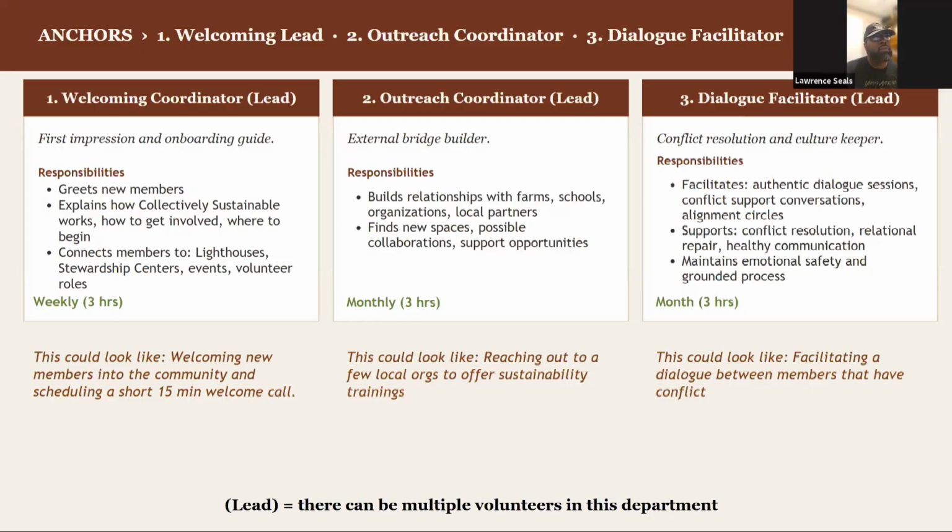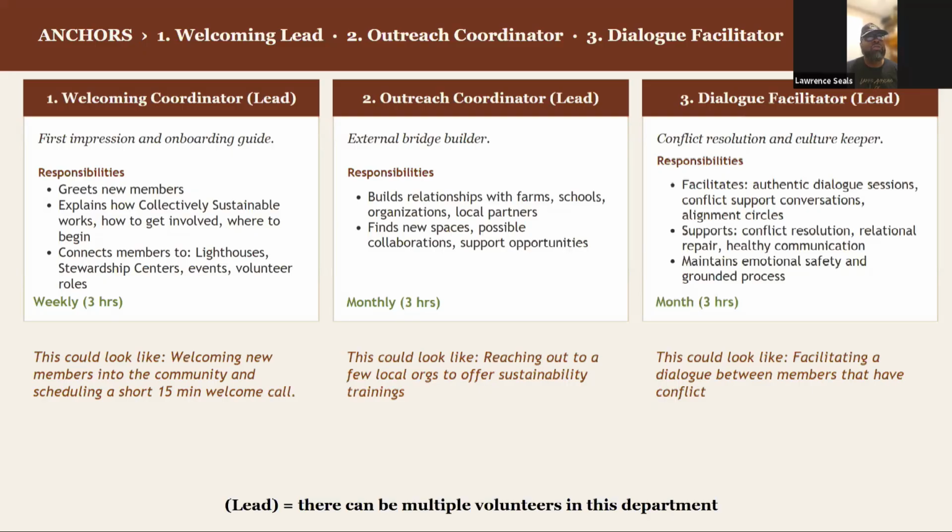Two, outreach coordinator. That's the external bridge builder. Their responsibilities are to build relationships with farms, schools, organizations, and local partners. They find new spaces, possible collaborations, and support new opportunities.